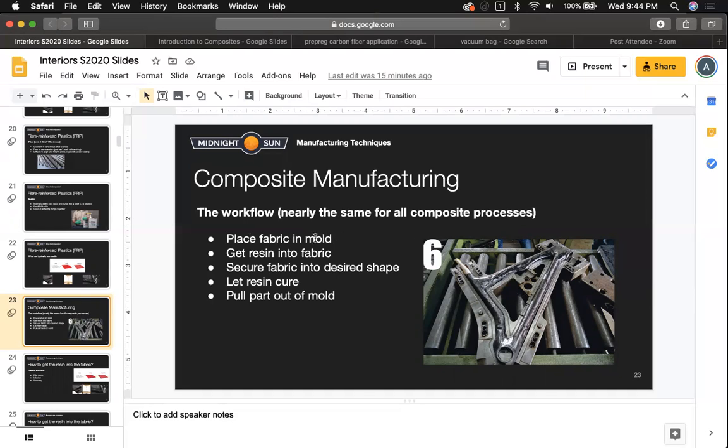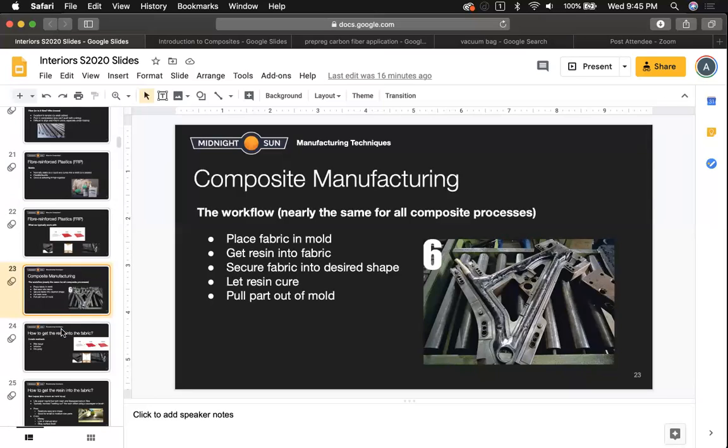So you have a mold and you place your fabric into the mold. Next step is you need to get the resin into the fabric. Lastly, you need to secure the fabric into place or hold it to shape. And then finally, you let that resin cure. And the very last step is you pop the part out of the mold and you clean it up a bit and you're done, typically. And this process is nearly the same regardless of the process you go with. It's just that there are different means of getting these different steps done.